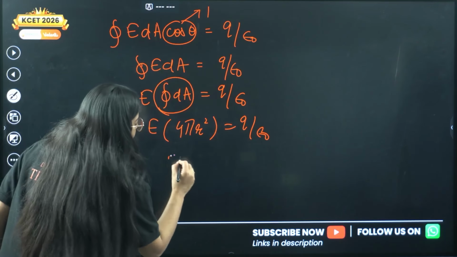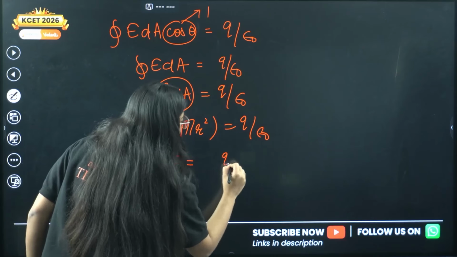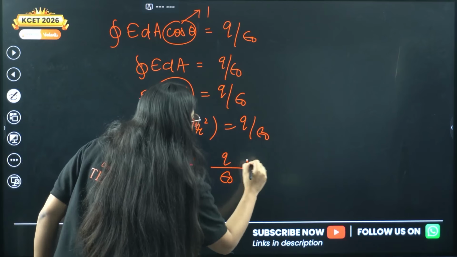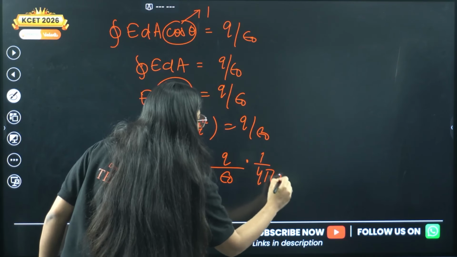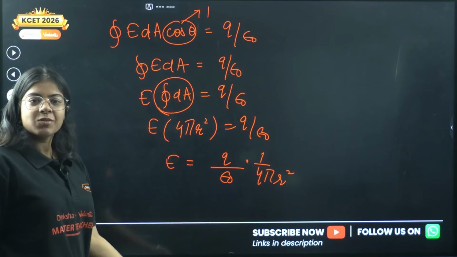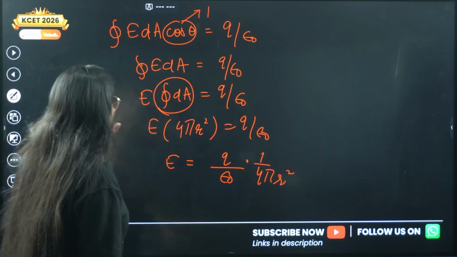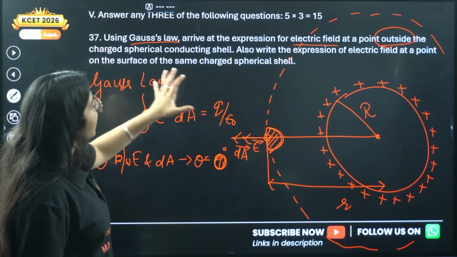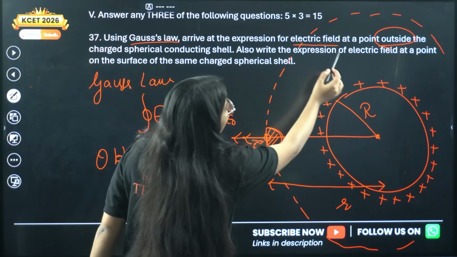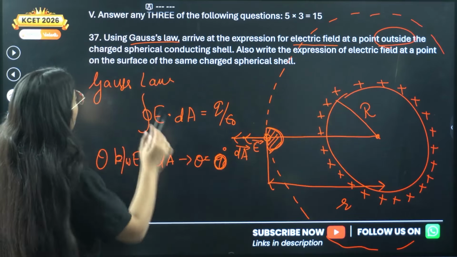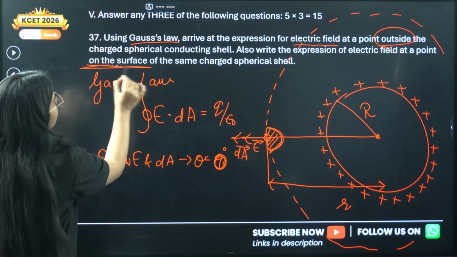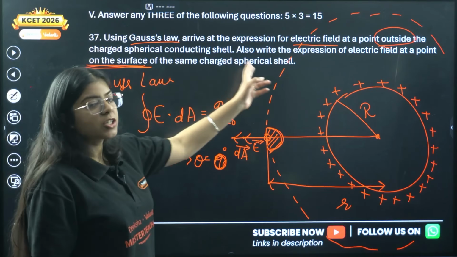Okay, so what you need to find? Electric field. So that will be just Q by epsilon naught into 1 by 4 pi r square. Correct? That is my electric field. I'm done with this. Now what we need to find, they asked us also write the expression of electric field at a point on the surface. What? On the surface of the same charged spherical shell.